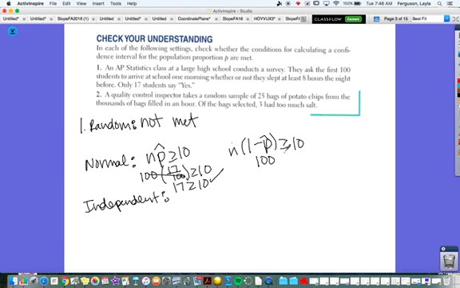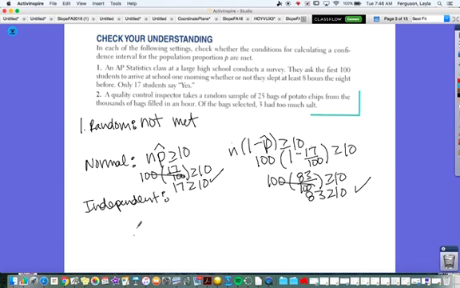And then over here we would have 100 times 1 minus 17 over 100. And so that would give us 100 times 83 over 100. Those would cancel. We would have 83 is greater than or equal to 10, and that works. So normal is met. We're good on normal.